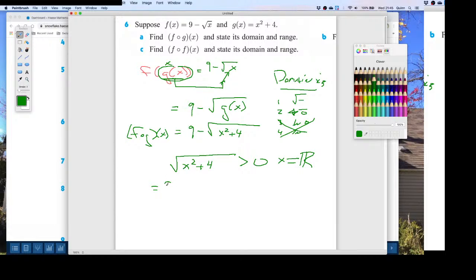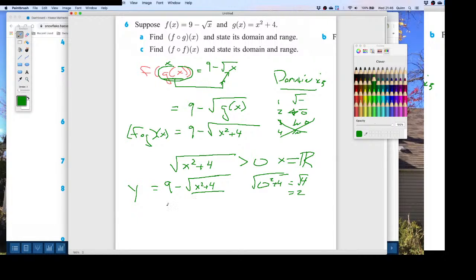The range is a little bit more difficult because you have 9 minus the square root of x squared plus 4. And so this is your y value, your range for this. So if we think about it, what could be the range? Well, the smallest number that x could be is 0. If you put any other number in there, you're going to have that squared, add 4, and this square root will increase to something. So let's just do that for a second. 0 squared plus 4, well, that's the square root of 4, which is 2.